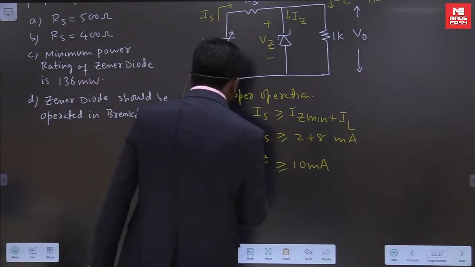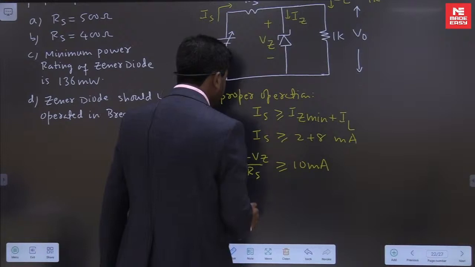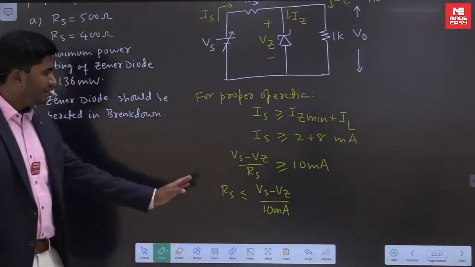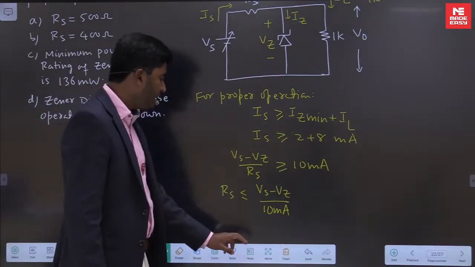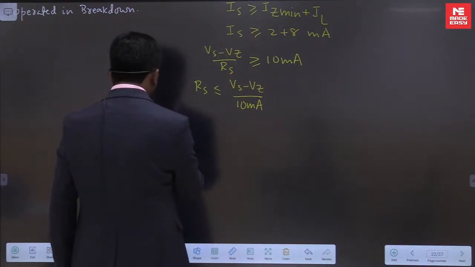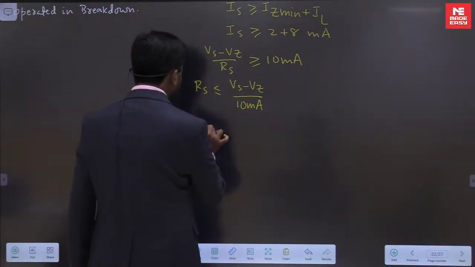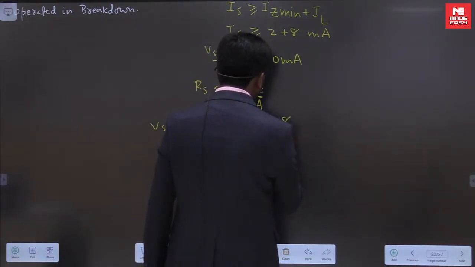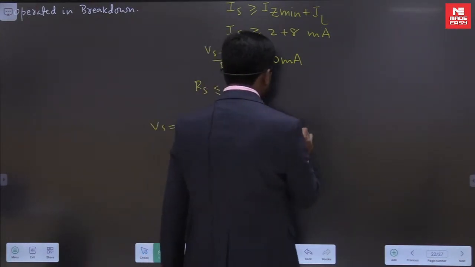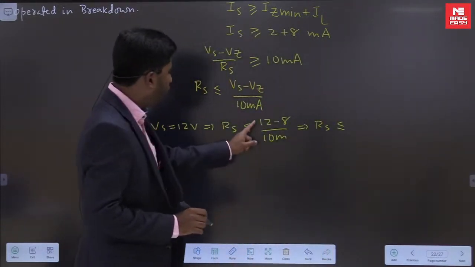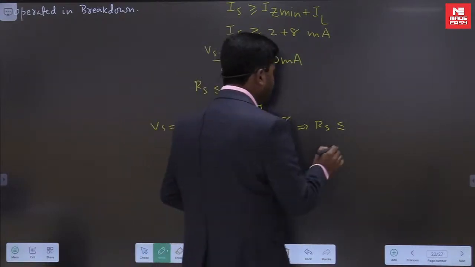And if you rearrange it, it will become Rs less than or equal to Vs minus Vz divided by 10 milliampere. Rs less than or equal to this much. अब आप यहाँ पर Vs की वैल्यू पुट करो बेटा. Vs varies from 12 volt to 18 volt. If I take Vs 12 volt, then I will be getting Rs less than or equal to 12 minus 8 divided by 10 milliampere. It will give me Rs less than or equal to 4 divided by 10 milli. It will be like 400 ohms.